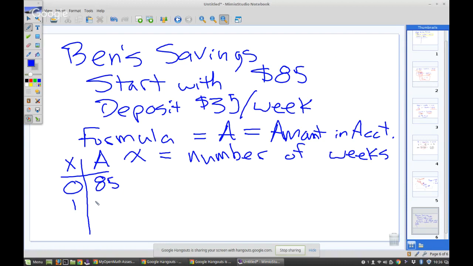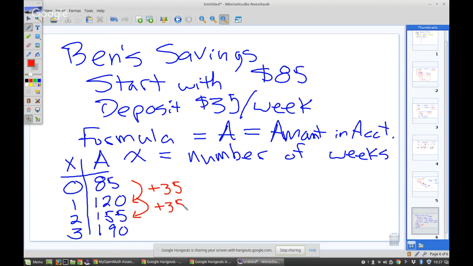$120. Yeah, 85 plus 35. How much is he going to have after 2 weeks? 155, add another 35 on there. How much is he going to have after 3 weeks? 190. And so the key here is that all we're doing, and again, this is kind of like the patterns we looked at in 3.1, we're just adding 35 over and over again.